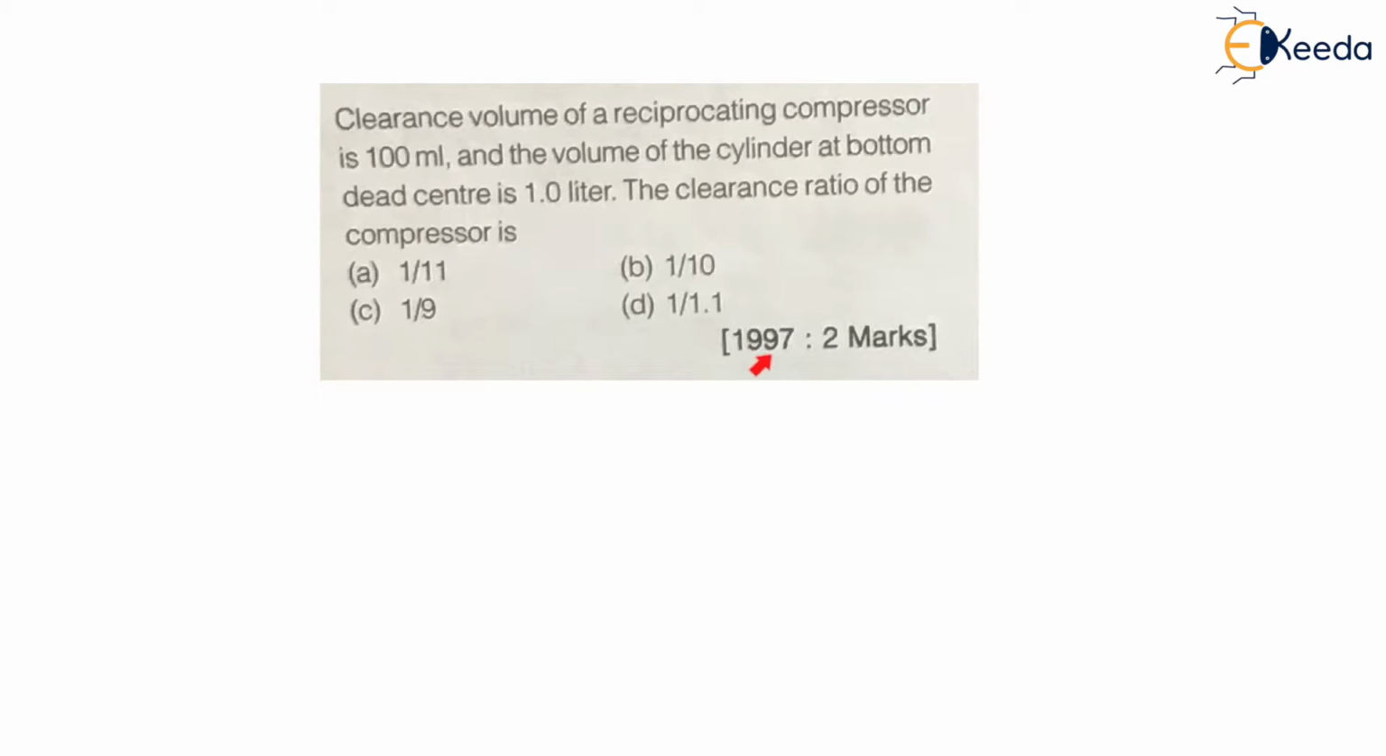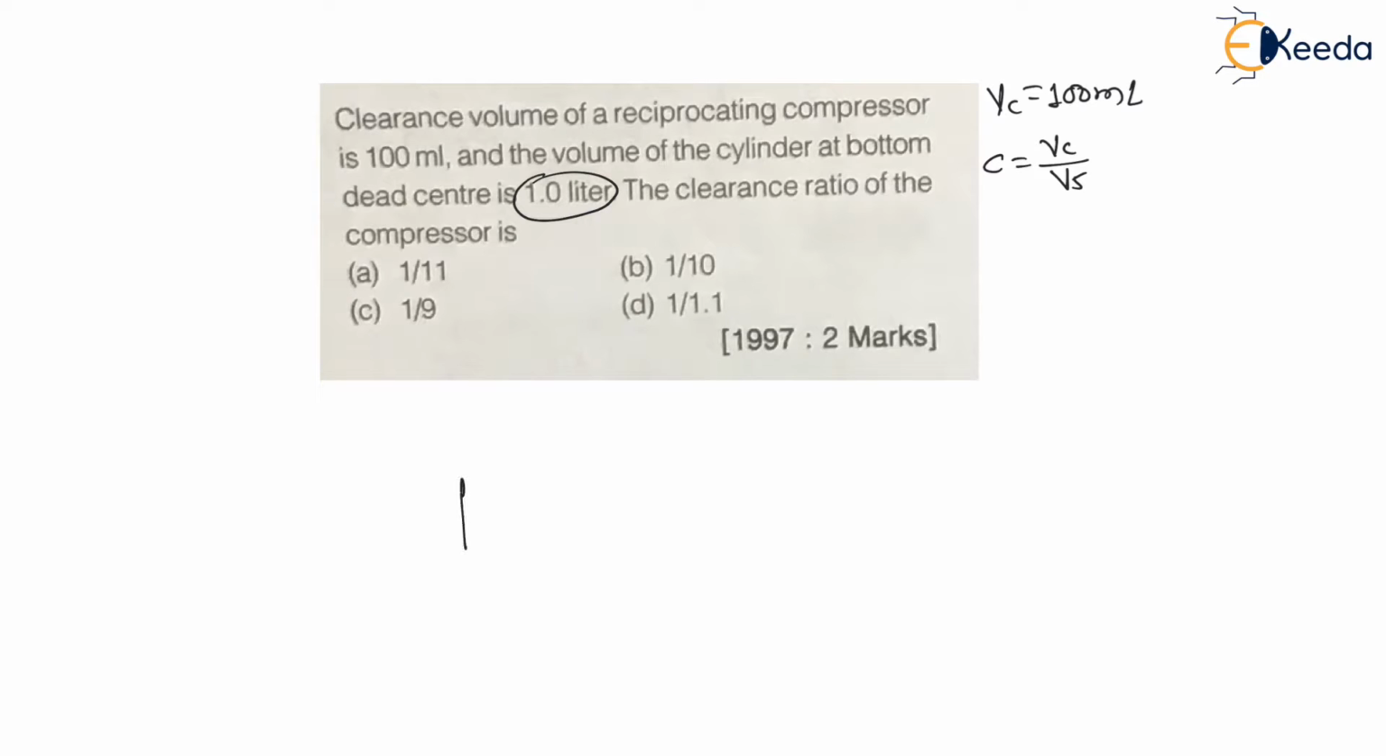The next question was asked in GATE 1997 for 2 marks. The question is, the clearance volume of a reciprocating compressor is 100 ml and the volume of the cylinder at bottom dead center is 1 liter. The clearance ratio of the compressor is? Now my dear students, here the clearance volume is given as 100 ml, and the volume at BDC is given as 1 liter. And what is clearance ratio? Clearance ratio is nothing but clearance volume divided by swept volume.